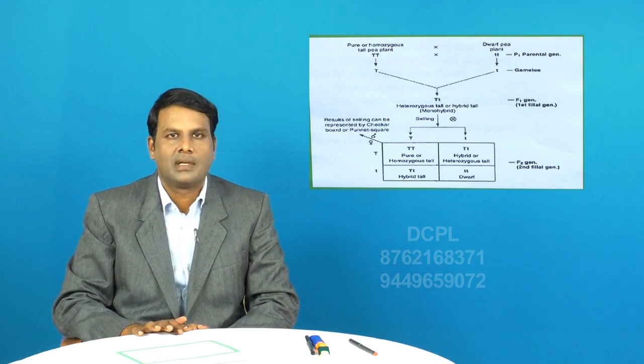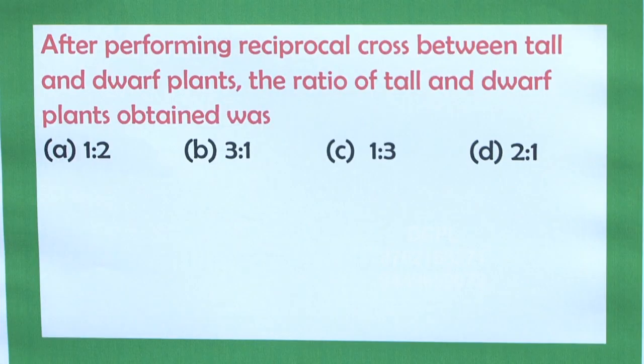So, based on this, let us take up one question. The question goes like this: after performing a reciprocal cross between tall and dwarf plants, the ratio of tall and dwarf plants obtained was: option A 1:2, option B 3:1, option C 1:3 and option D 2:1.